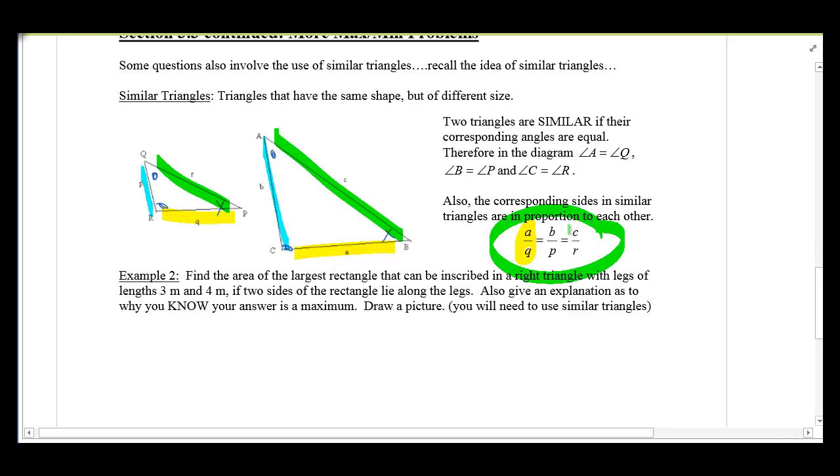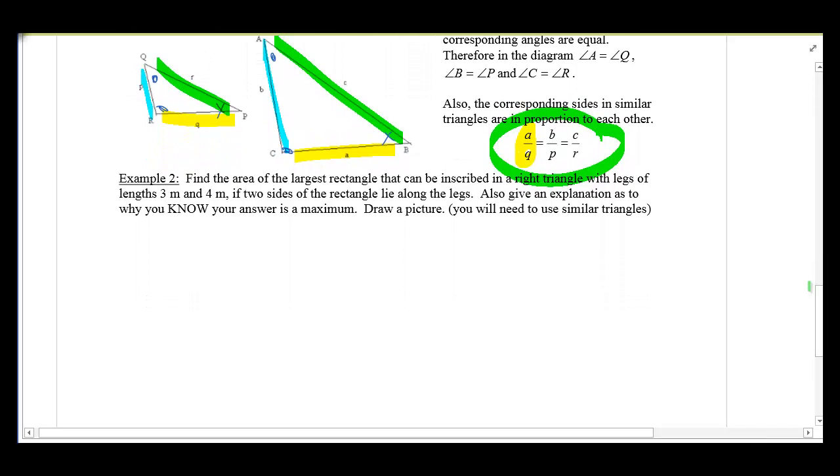And that's what this says over here. Okay. How is this going to help us out with this type of question? Well, example number 2 says, I want you to find the area of the largest rectangle that can be inscribed. That means it can be drawn inside a right triangle with legs of 3 and 4. And it says the two sides of the rectangle have to lie along the leg. So it has to actually touch the leg of the triangle.